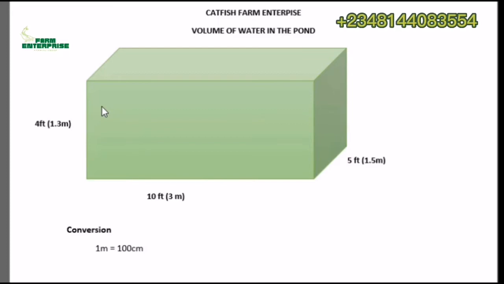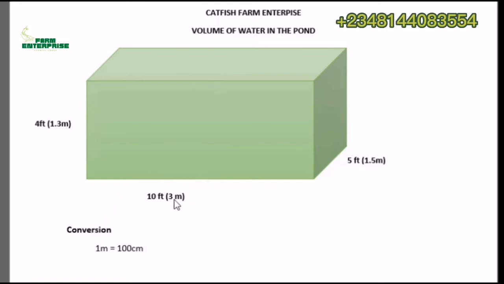So we are assuming this is a 5-feet pond height, but your water level is at 4 feet. So you always measure your water level to get the volume of your pond. So we'll go straight to the calculation on how to know the volume of water in your pond, because if you know the volume of water in your pond, you can estimate the number of fishes you put in that pond. Now, we'll use meters to do our calculation.